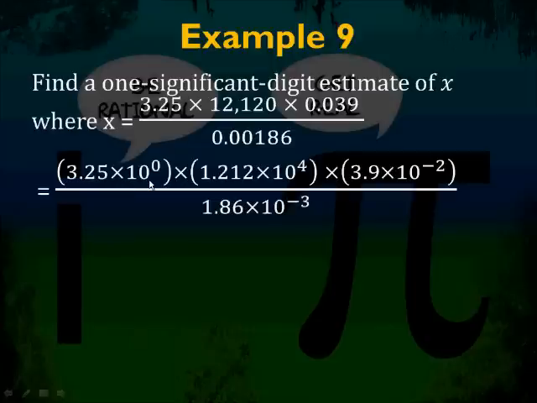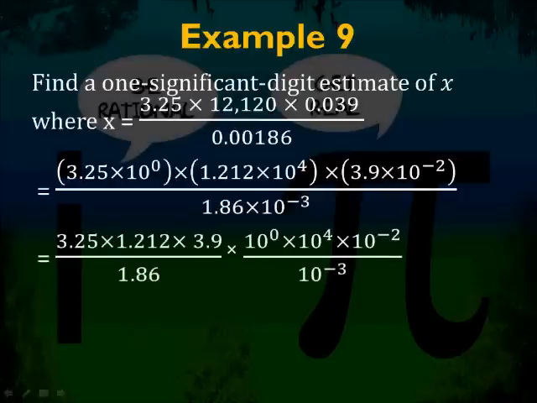So 3.25 times 10 to the 0th. This is 1.212 times 10 to the 4th. This is 3.9 times 10 to the negative 2, all divided by 1.86 times 10 to the negative 3. The next step you're going to want to do is regroup the numbers. First, you're going to multiply the factors together, then you're going to combine the powers of 10. So you'll rewrite it like this.